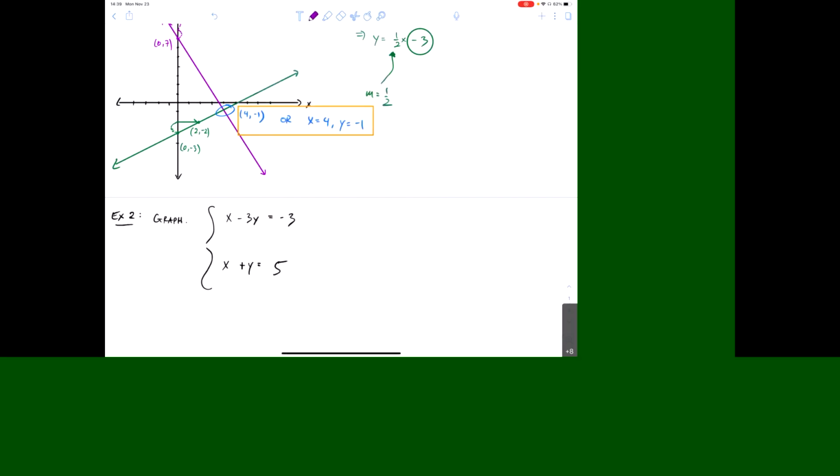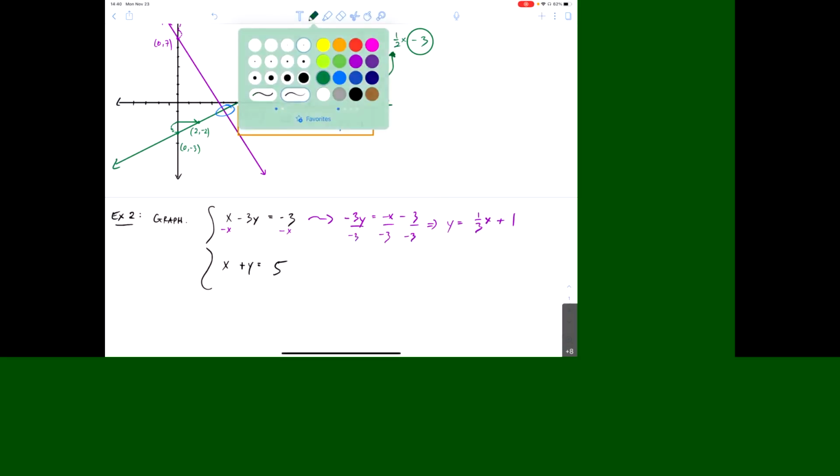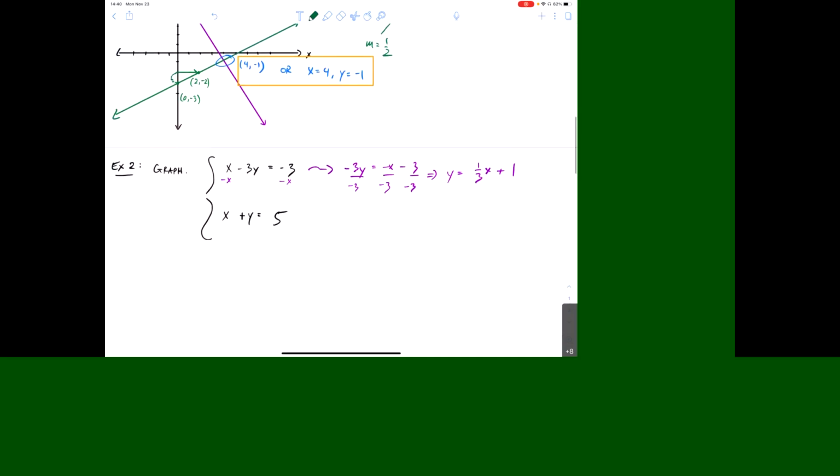So purple here, you can see again, I'm subtracting x on both sides, so we're left with negative 3y equals negative x minus 3. But then when you divide each term by negative 3, we actually get y equals a positive 1/3 x and then plus 1. And you do the same thing here. For the bottom one, you're going to subtract x again. And this one's nice because it's already done for you, if you will. After you move the x, you just get y equals, what is that, negative x plus 5. And then you just draw your graph.